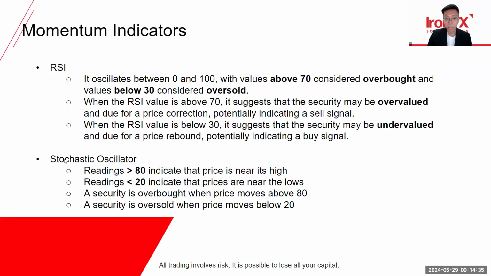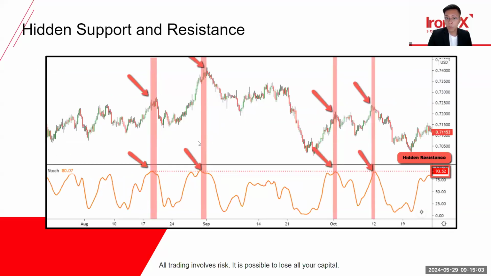For stochastic oscillator, readings above 80 indicate that price is near a high and could come down sooner or later, while a reading below 20 indicates that price is near the lows. So RSI and stochastic oscillator are actually very similar in the sense that they show either overbought or oversold.